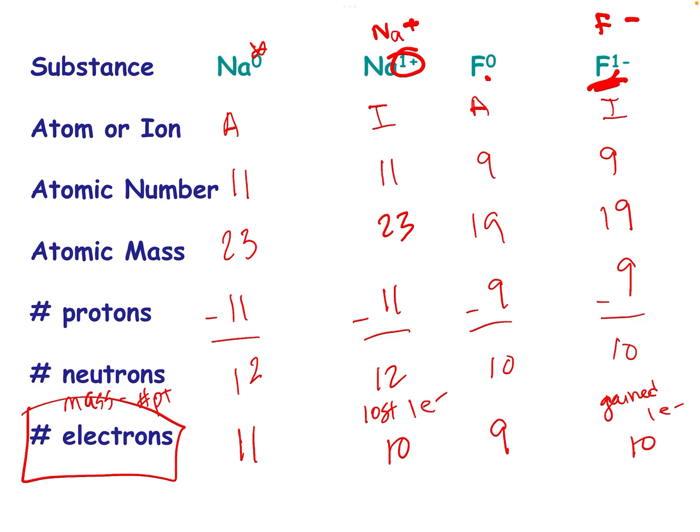So this is the difference between an atom and an ion. Positive ions are called cations. Negative ions are called anions. And where protons and electrons are the same, we call that an atom. Okay, I think that's it.